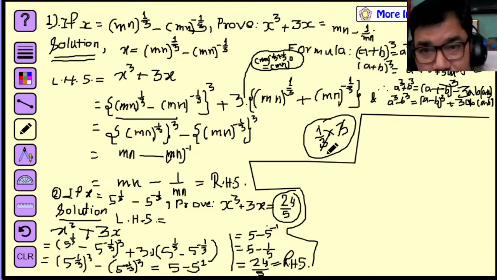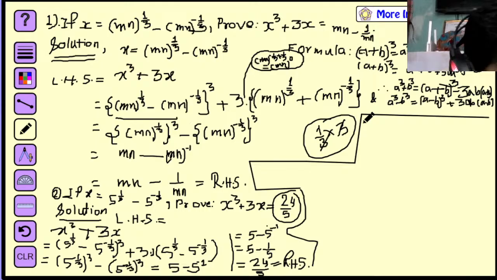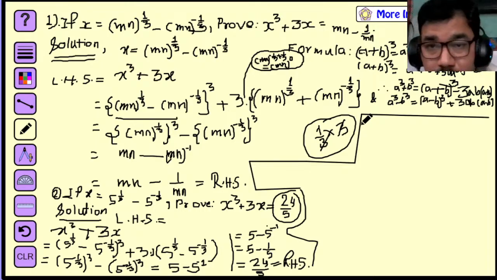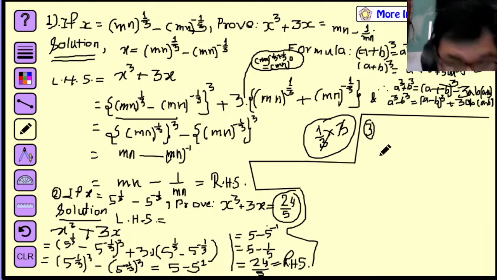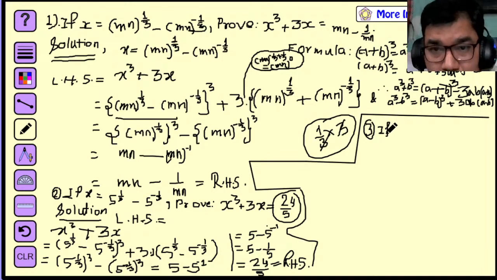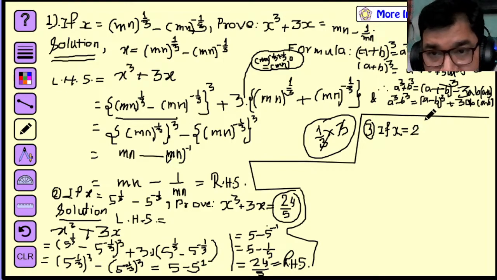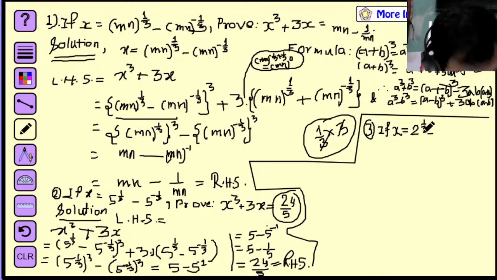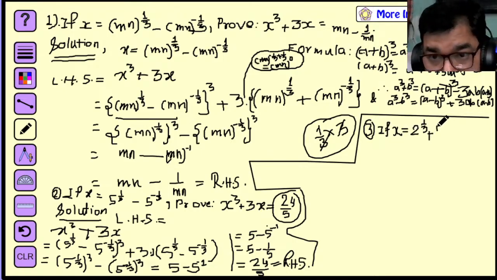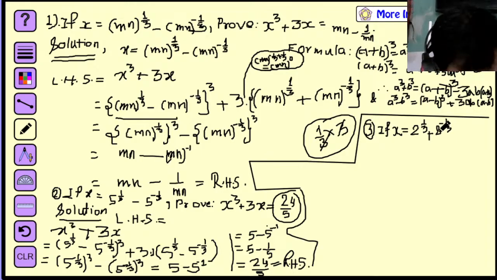Okay, similarly I want to give you next question also, number 3, which will be proved by this similar way. Please do this question also, number 3, by same process. Here is given, if x equals to 2 power 1 by 3, and plus, oh, there is not given minus, here is given plus, and power here is given 2 to the power minus 1 by 3. Okay, write like this, power minus 1 by 3. This is given and asking to prove that.